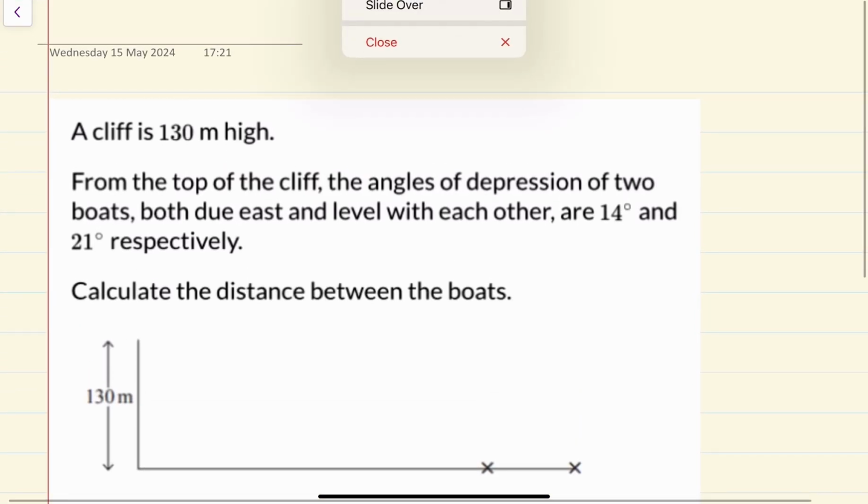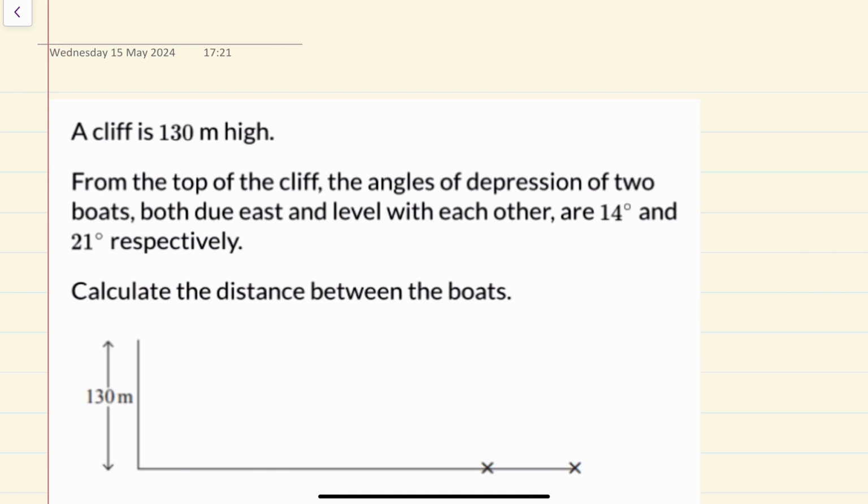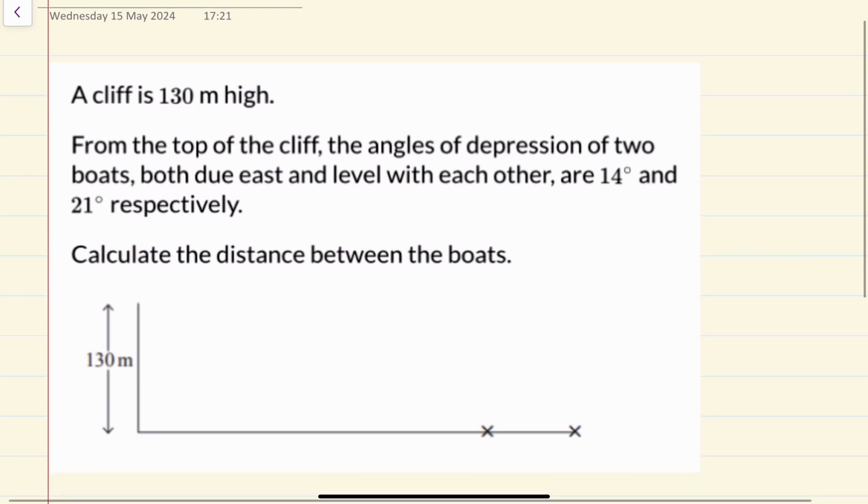Okay, this question is a trig question, and it says a cliff is 130 meters high. From the top of the cliff, the angles of depression of two boats, both due east and level with each other, are 14 degrees and 21 degrees respectively. Calculate the distance between the two boats. I'm going to draw on this original diagram here first, just to show you what's going on.